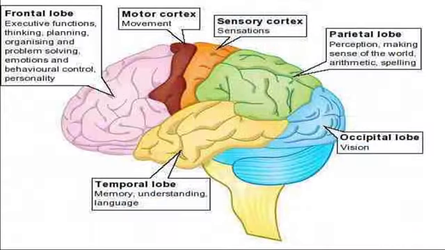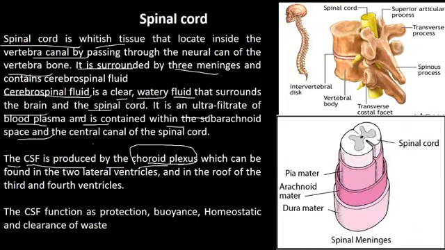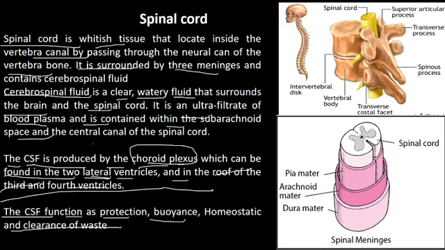That is the one responsible for production of cerebrospinal fluid, which can be found in the what? Two lateral ventricles. We can see that it's very close to the ventricles. It is within the ventricles, okay? And in the roof of the third and fourth ventricles, that is, above those third and fourth ventricles, and I've shown you the third and fourth ventricle. The CSF functions are protection, buoyancy, as well as homeostasis and clearance of waste. This point is very, very important.